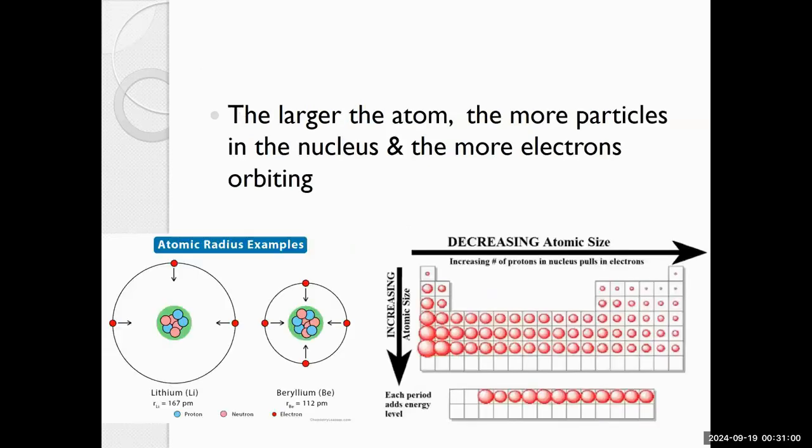A couple of trends that we see is that the larger the atom, the more particles it's going to have in the nucleus to stabilize it. And to keep the element balanced, the larger the nucleus, the more protons it has, the more electrons it will have orbiting to balance the charge.